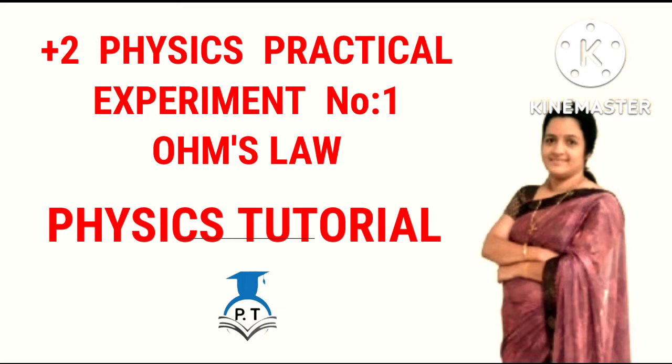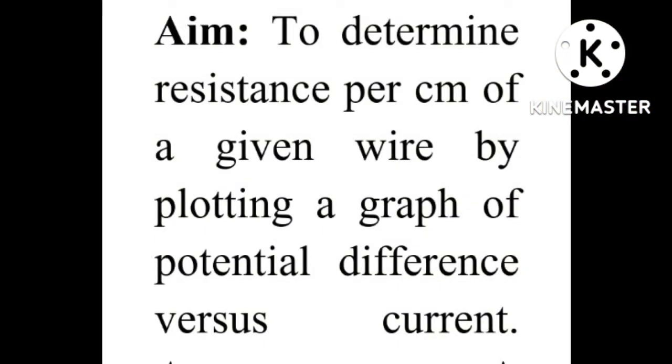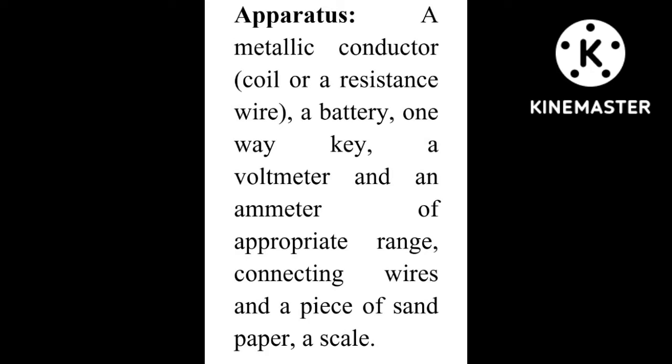Today we are going to discuss plus 2 physics practical. We can start with Ohm's law. The aim of the experiment is to determine the resistance per centimeter of a given wire by plotting a graph of potential difference versus current. Here we have to verify Ohm's law by plotting a graph between V and I. Also we have to determine the resistance per centimeter of a given wire.